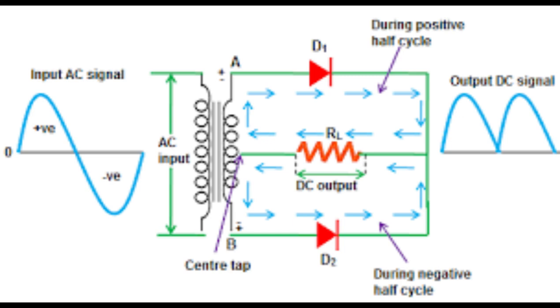Now, the first diode is reverse biased and blocks. The second diode is forward biased and conducts. The current flows from the bottom end to D2, to the load resistor, and back to the center tap.